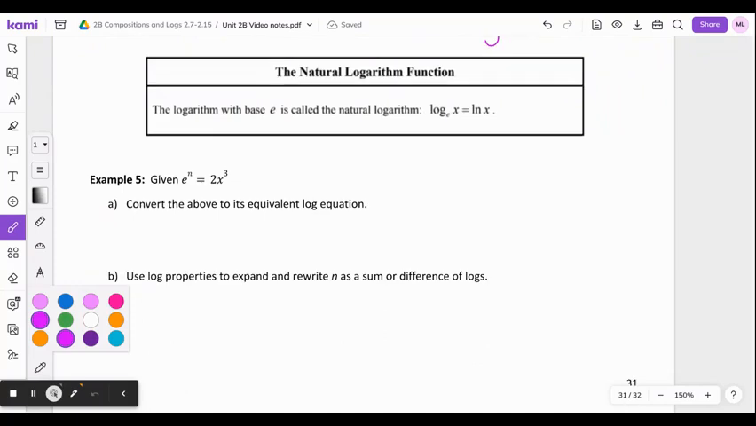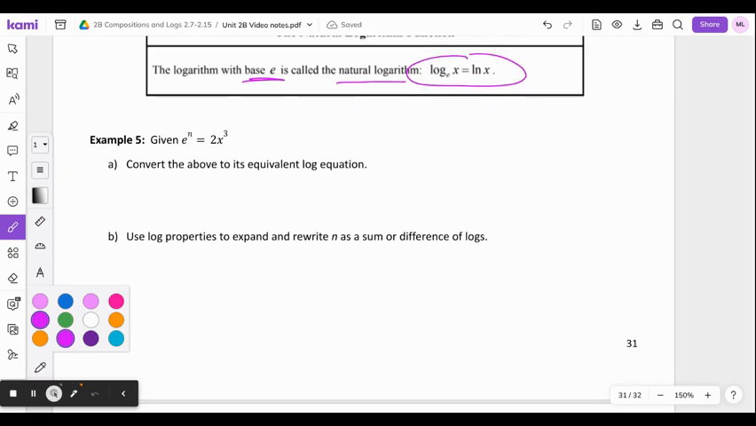All right, now something we talked about before, remember that your logarithm with base e is called your natural logarithm. All these properties hold true up here. Okay, so the properties that we've already looked at in this lesson. So if we're given e to the n equals 2x to the third, convert the above to its equivalent log equation.